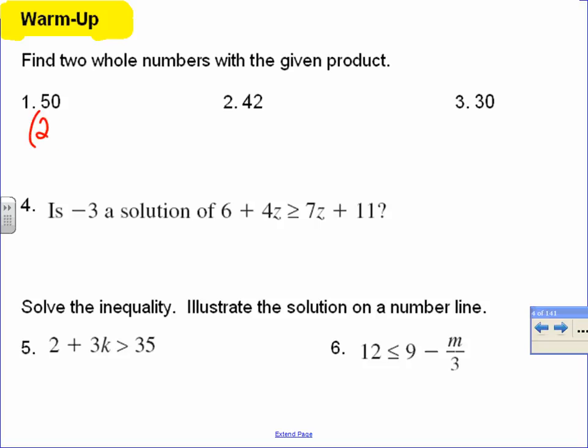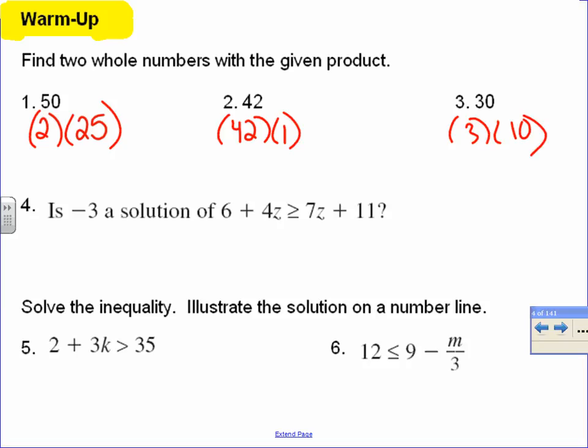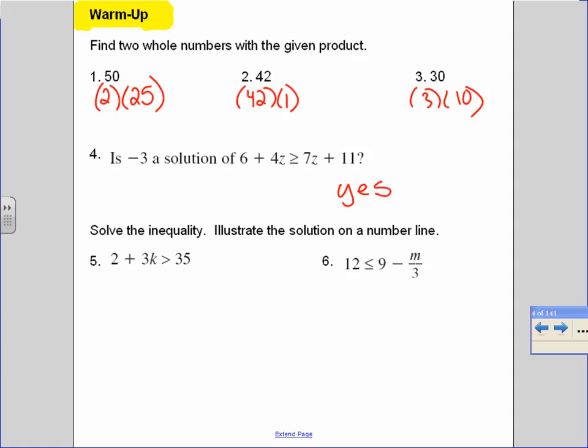So 2 times 25? Okay, good. There's a lot of options you could have for these. Charles, what did you have for number 2? Good, 42 times 1. And then number 3, Emma H. Good, 3 and 10. Okay, number 4, is negative 3 a solution of the given inequality? Emma M. Good, that one was true, so yes. 5 and 6, they wanted you to solve and illustrate on a number line. So this was a review from your chapter 3 test.